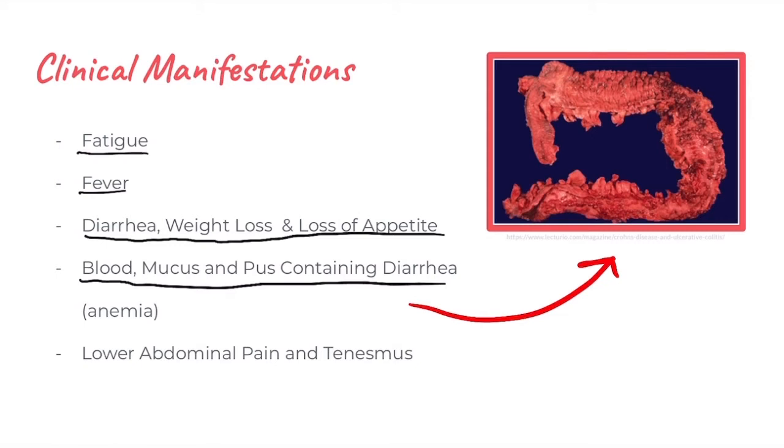So another symptom that our patient might present with is lower abdominal pain and tenesmus. Again, the abdominal pain might depend on the severity of the damage occurring from the inflammation, and tenesmus is basically because of the inflammation that's encouraging our colon to contract and empty frequently.